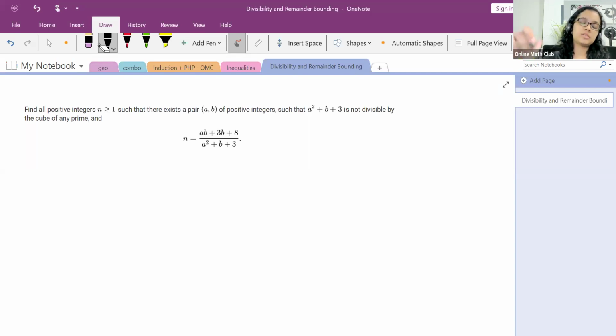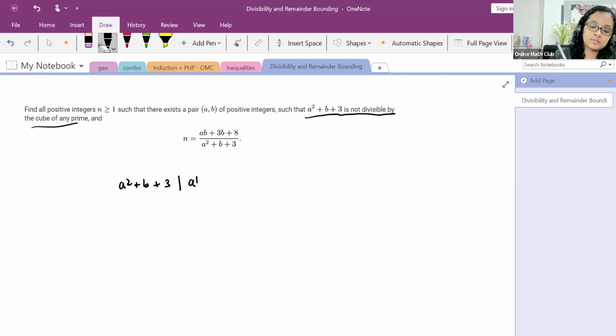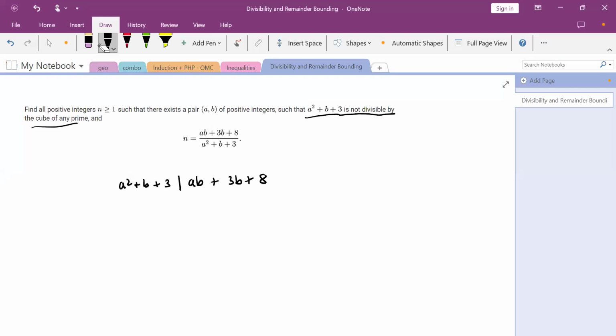So initially, maybe we can try to forget about this condition. Maybe it'll come up later. So now just focus on the fact that a square plus b plus 3 divides ab plus 3b plus 8. And try to use a similar kind of thing that we just did before, like reducing the RHS. I got that a squared plus b plus 3 divides a plus 1 whole cube, but I don't know how to proceed from there.